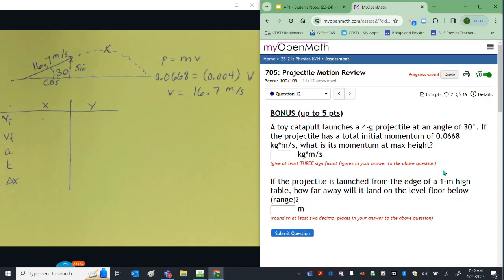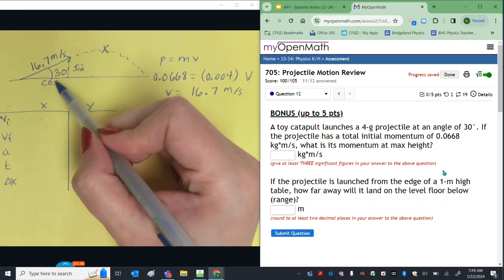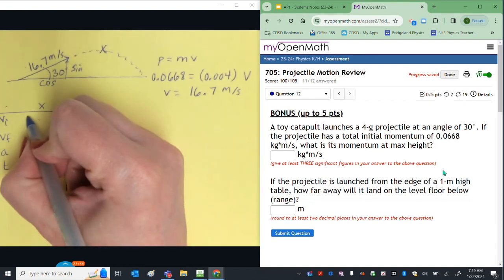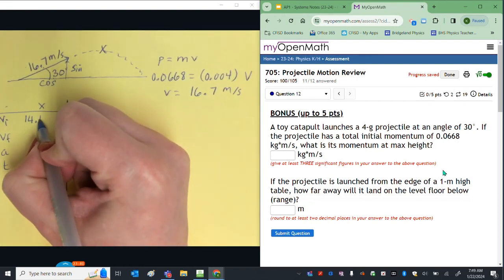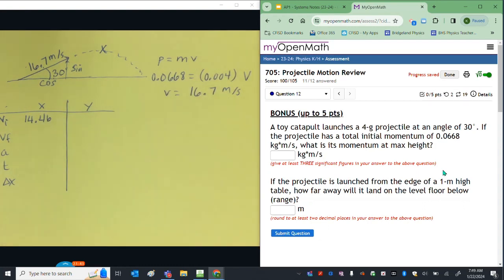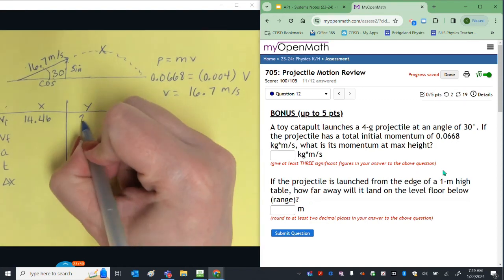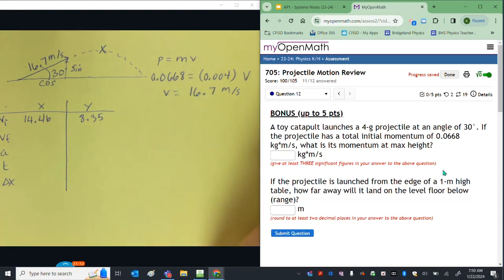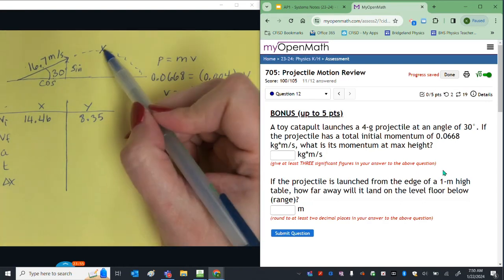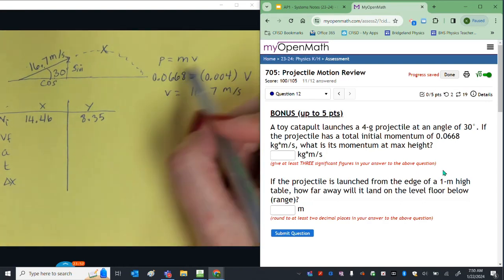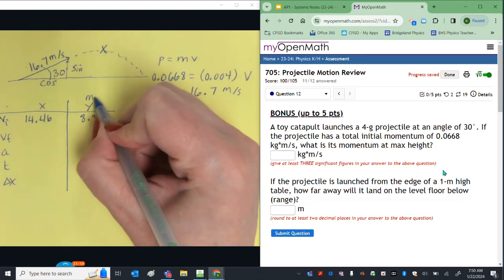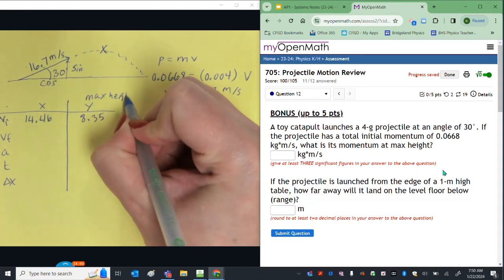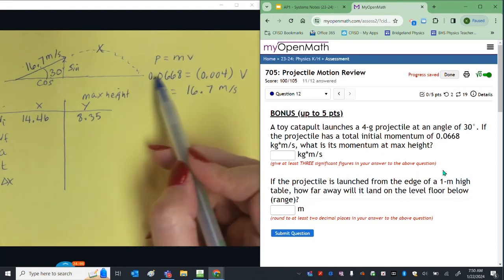So I would say that 16.7 times cosine 30 degrees is going to give me my horizontal component, that's x, that's going to be 14.46. For the y direction, same idea, but we're going to use sine, and that's going to be 8.35. Okay, if I'm looking for this point right here, I know that I'm looking at max height here, so I'm going to set this column up to solve for max height as opposed to the whole trajectory.